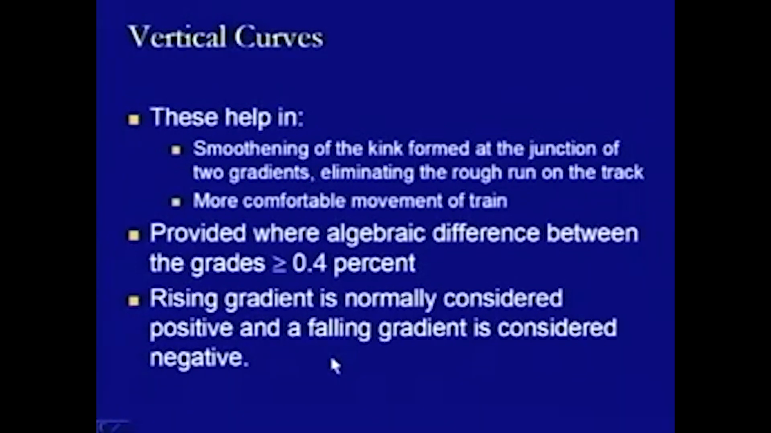Then the rising gradient is normally considered positive and the falling gradient is considered negative. This is the normal nomenclature used while defining any of the gradients used in the vertical curves. We will be discussing the gradients a little later. Whatever gradients have been provided, if we are moving from one point to the other and the level is increasing, then this is termed positive. Similarly, when we are moving from one point to the other and the level is decreasing, then it is termed negative.